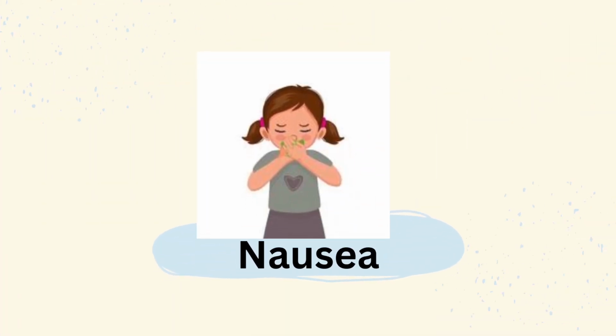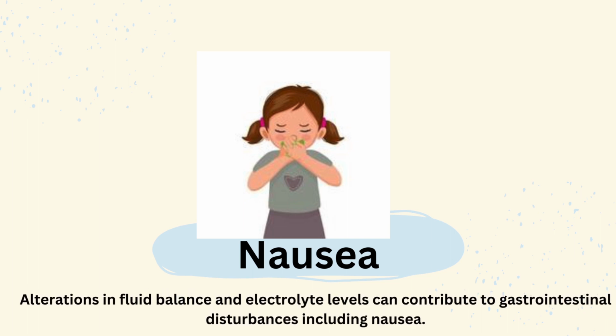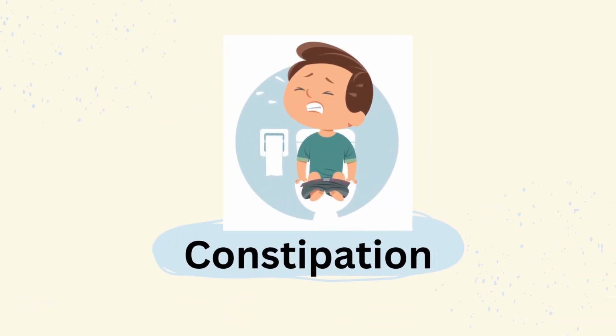Nausea can occur as a side effect of vasopressin antagonists due to their effects on the gastrointestinal system. It is known that alteration in fluid balance and electrolyte level can contribute to gastrointestinal disturbance, including nausea. Additionally, the stress on the body caused by dehydration resulting from increased urine output can also trigger nausea in some individuals. Other than that, constipation.